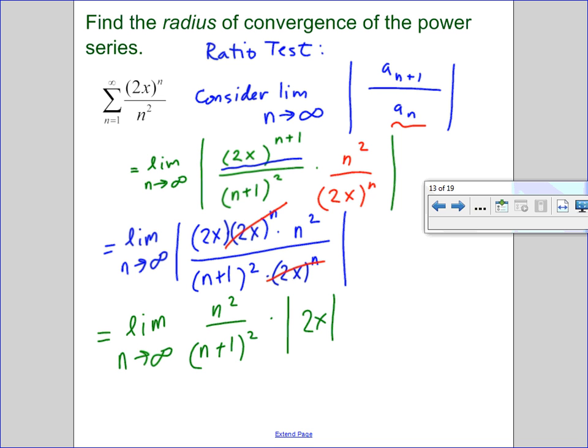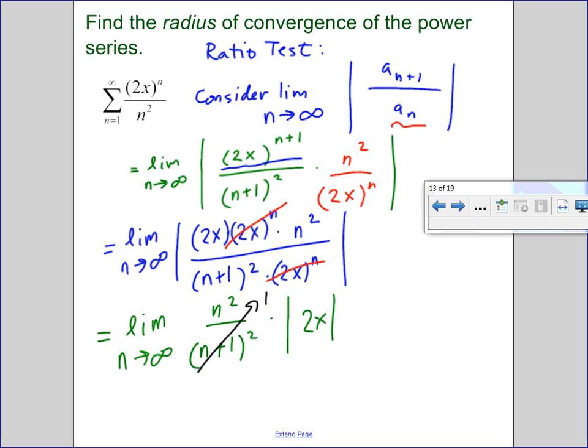What happens as n goes to infinity to the power expression n squared over n plus 1 squared? This expanded would give me dominant n squared plus 2n plus 1. This would be n squared. N squared over n squared is going to go to what as n goes to infinity? 1. So this goes to 1 as n goes to infinity.